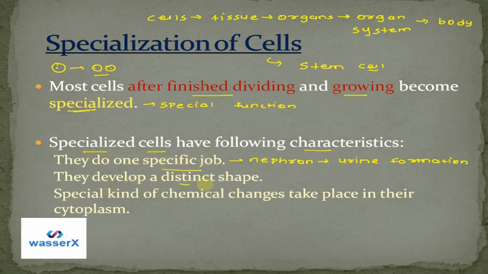Next, they develop a distinct shape. If I talk about xylem, right, they form a vessel type of shape. We will see how many different types of shapes there are. If I talk about RBC, that is red blood cell, they have a biconcave shape. So there are different types of shapes seen for each of these specialized cells. And there are some special chemical changes that take place in their cytoplasm. That means if a particular cell is specialized, it will have some particular chemicals which will be present or absent in its cells, and this is how specialized cells are made.